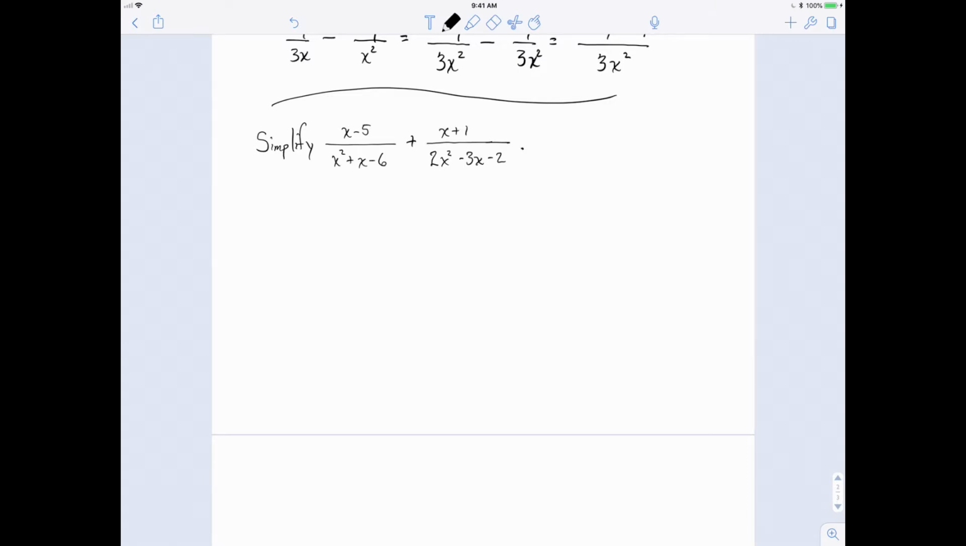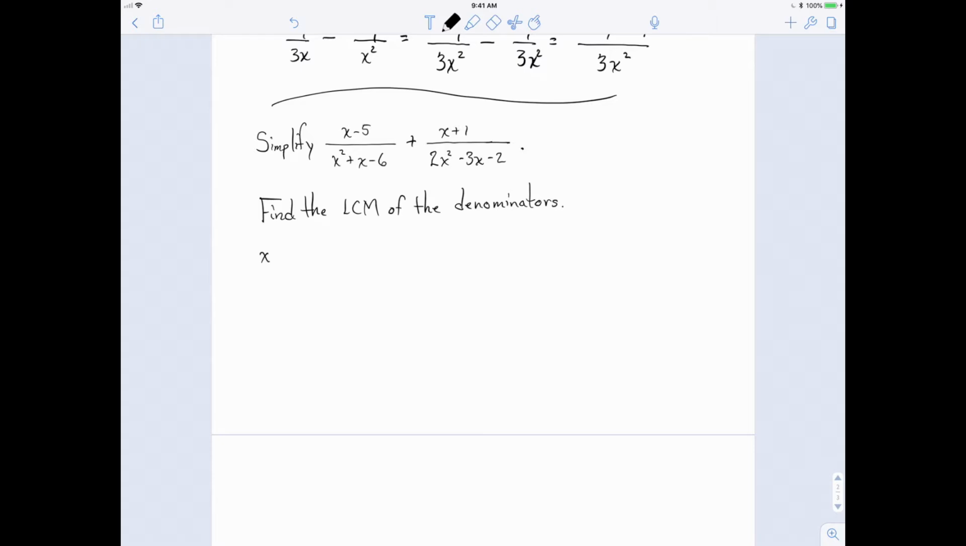So here's our problem. Simplify (x minus 5) over (x squared plus x minus 6) plus (x plus 1) over (2x squared minus 3x minus 2). The first thing is these are unlike denominators, so we need to find the LCM, the lowest common multiple, of the denominators.